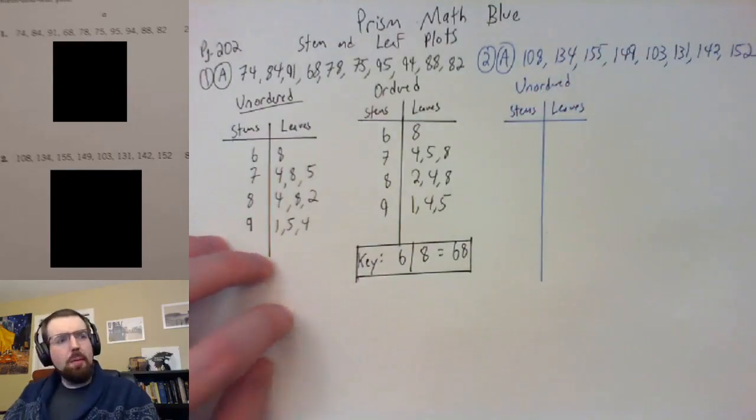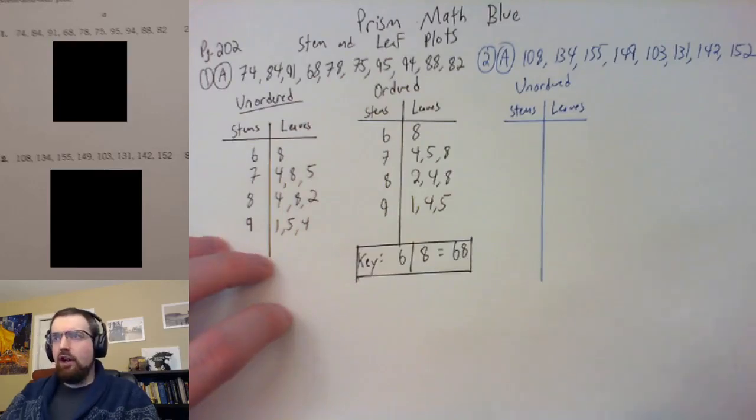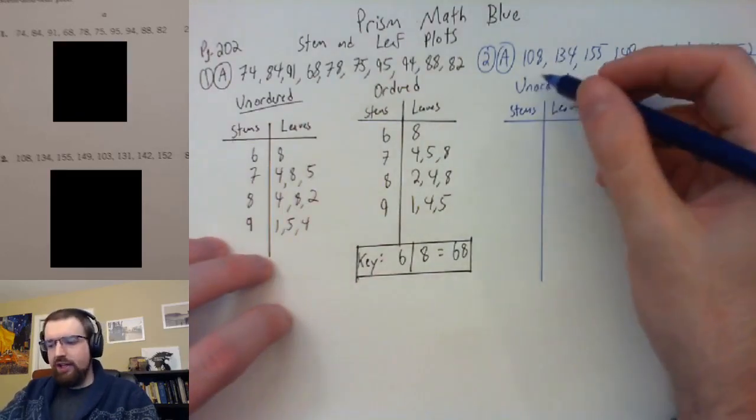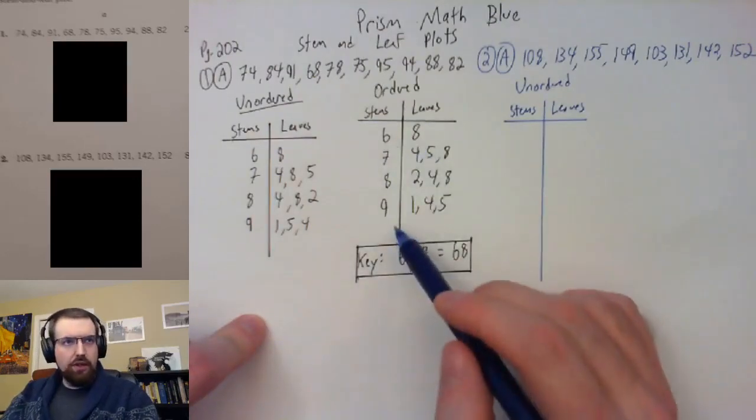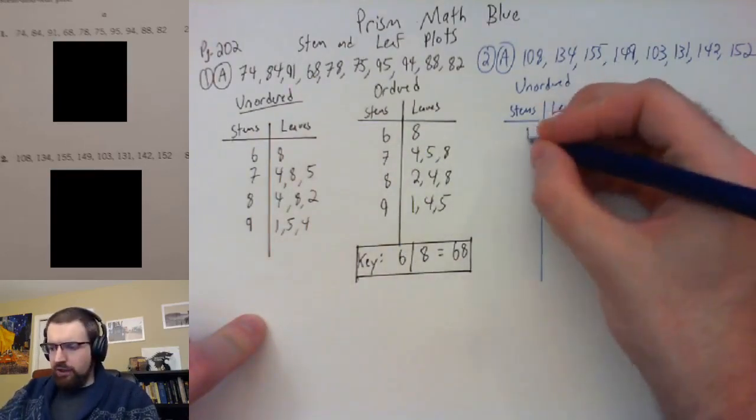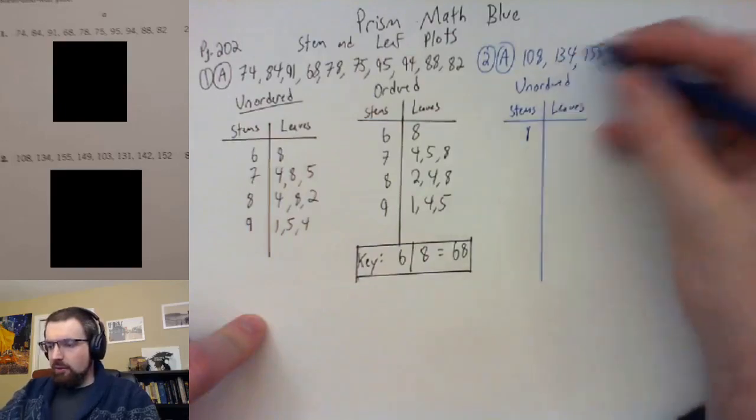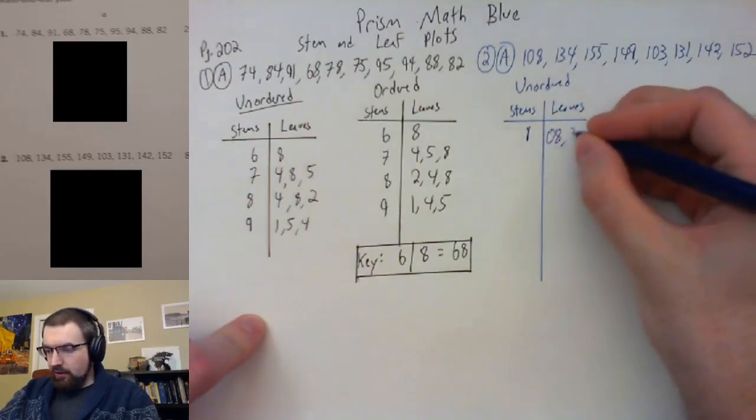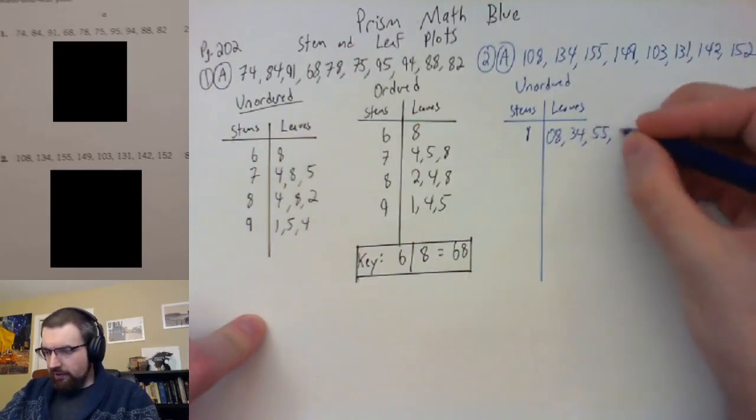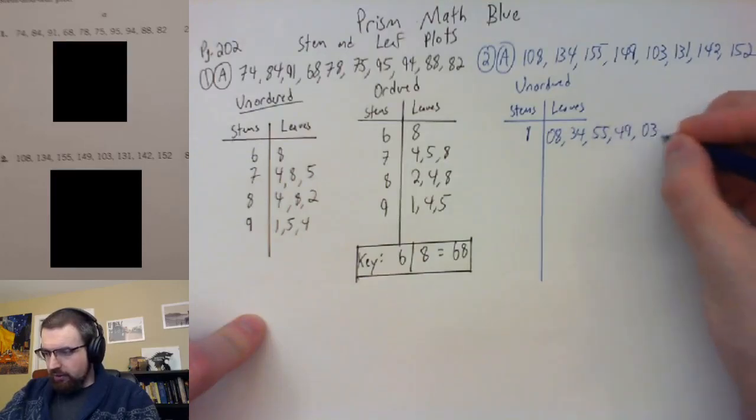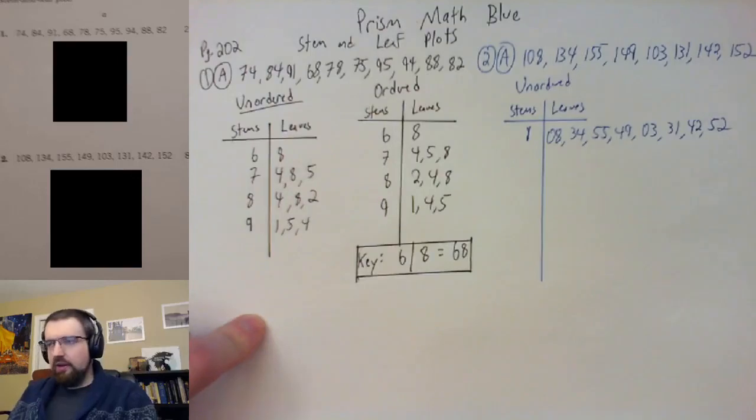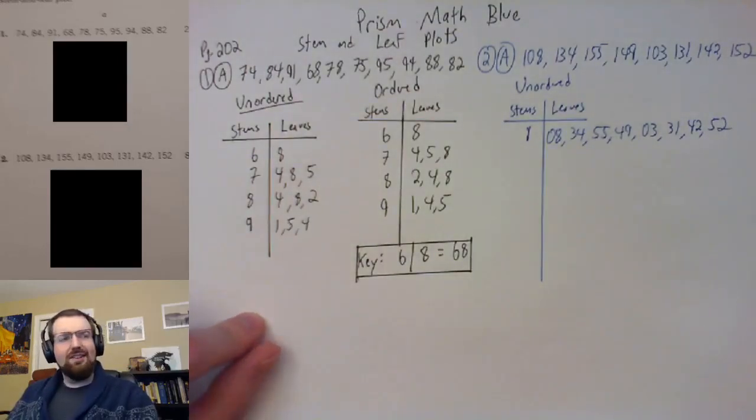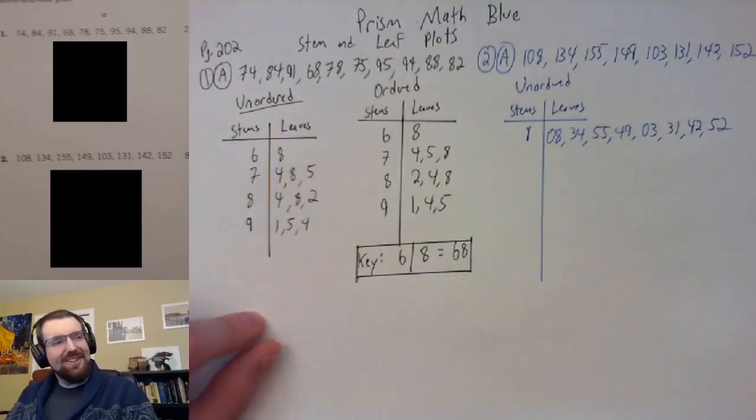But what do I do? What do I do here? Like if I go ahead and just write the first digit as my stem, right? Because over here there's only one digit as your stem. Here there's one digit as my stem. If I put in a 1 as the stem, what are my leaves going to be? 0, 8, 3, 4, 5, 5, 4, 9, 0, 3, 3, 1, 4, 2, and 5, 2. I mean, look at that. Does that serve any point?